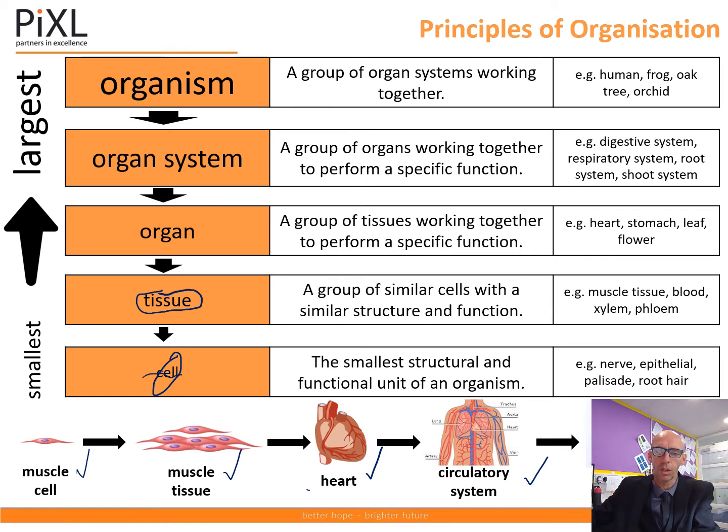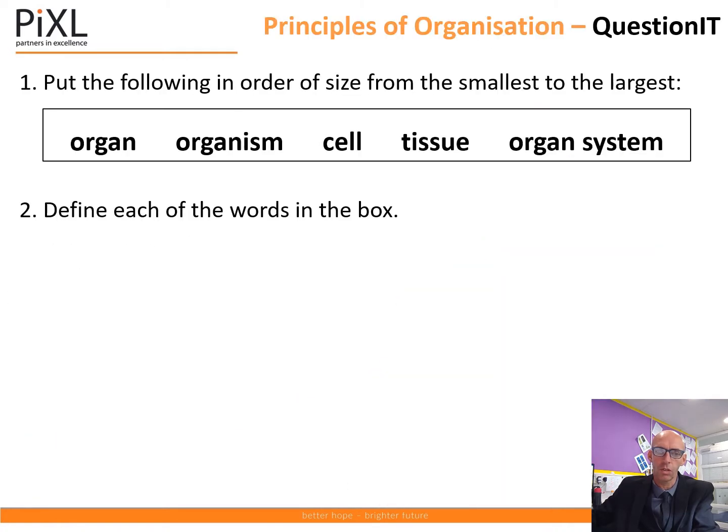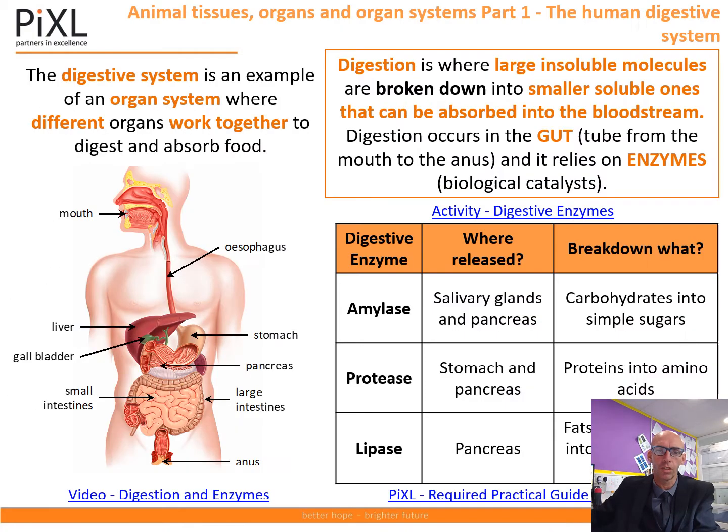So make sure you can put those in order of size and you know how they're arranged. So very quickly, you should be able to do that first one. Organize them in order of size. Pause here and just do that. And then write down what each word means. Check your answers. Hopefully that's fine. And then moving on to the digestive system.